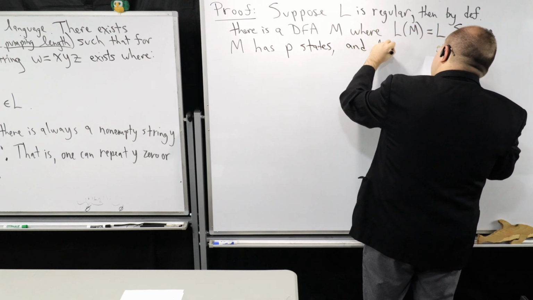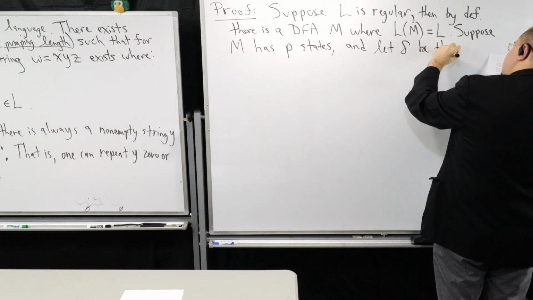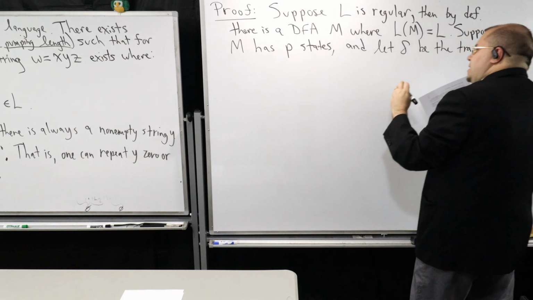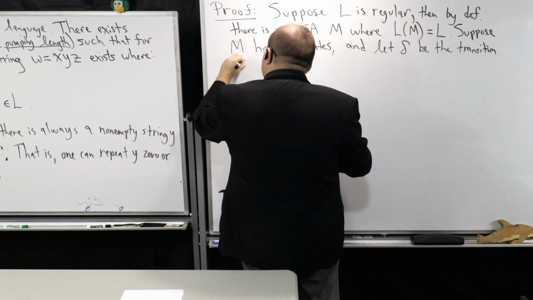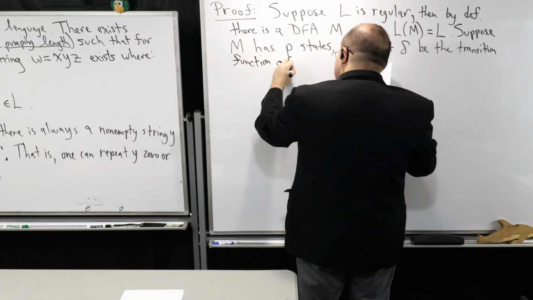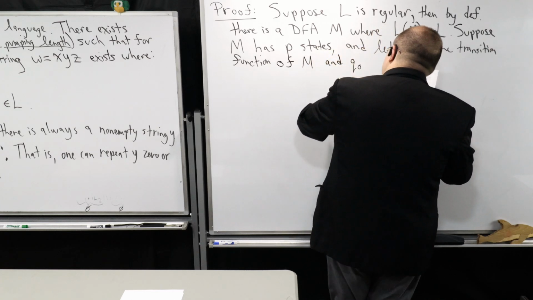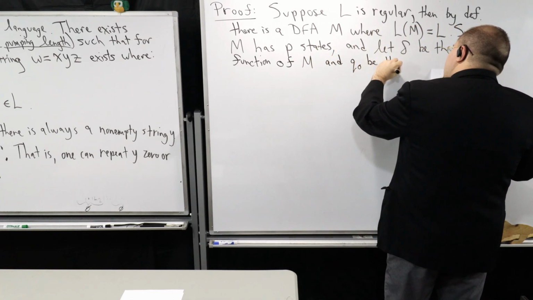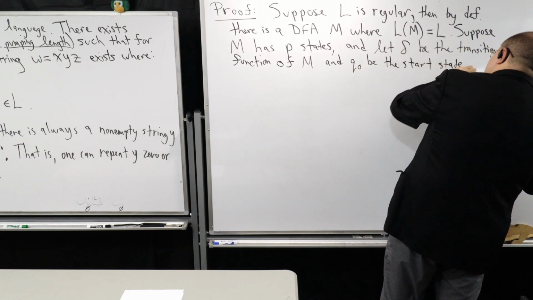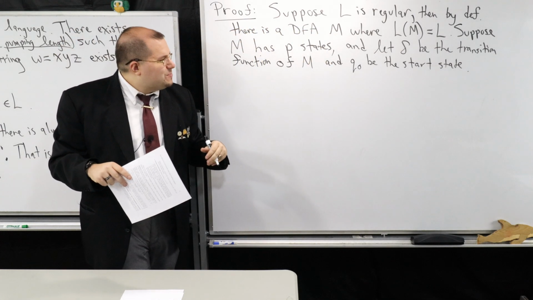And let delta be the transition function of M, and Q0 be the start state. So far we should all be fine. This is just me invoking what regular means.